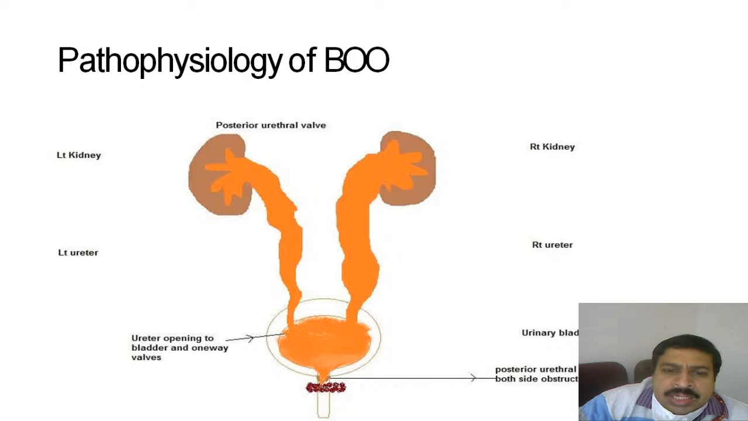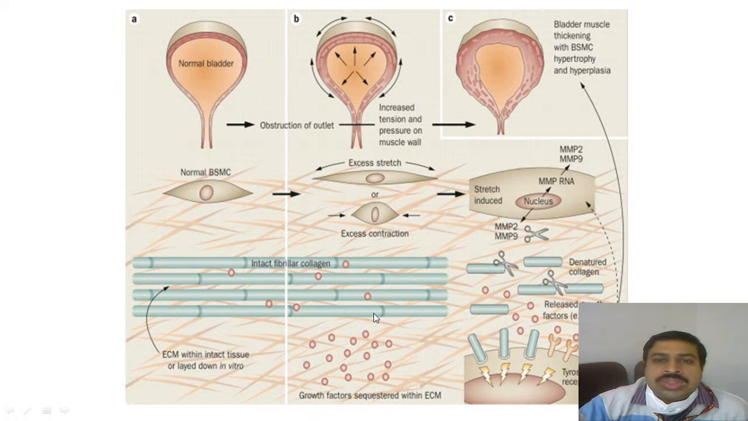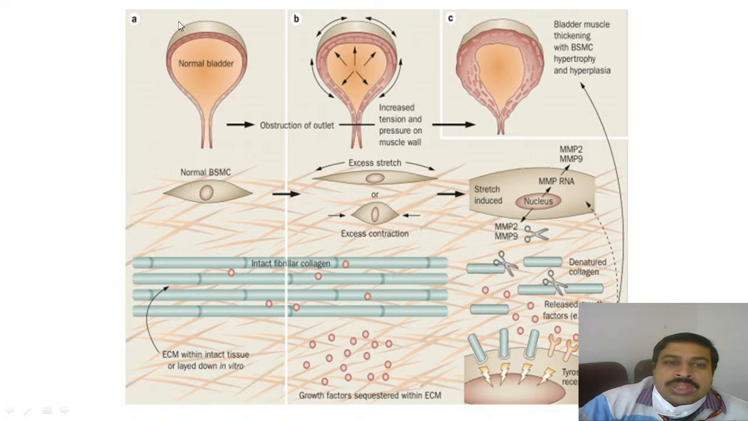The ureters are massively dilated. Here you can appreciate that, and the bladder wall is quite thick, unlike a normal bladder detrusor wall, which would not be that thick. So this is the response basically. Not going into the details, but you can appreciate this is the normal bladder, and the end stage of a chronic obstruction leads to formation of a bladder wall with thickened muscle, and the collagen distribution is also abnormal, leading to a fibrotic bladder.